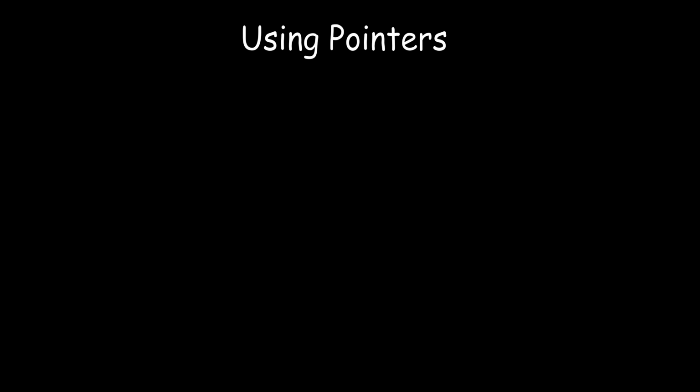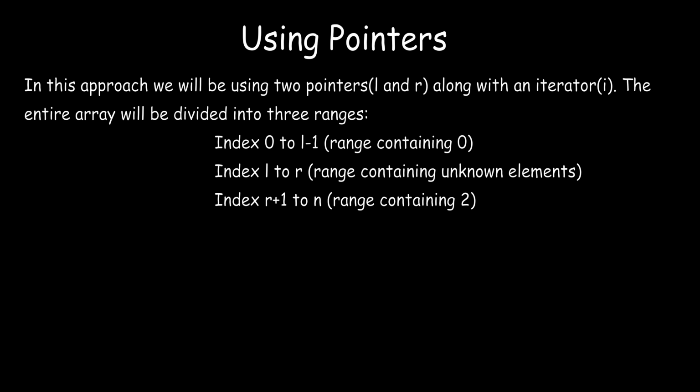The third method to sort an array of zeros, ones and twos is using pointers. In this approach, we will be using 2 pointers L and R along with an iterator I. The entire array is divided into 3 sections. Index 0 to L minus 1 contains the zeros, index L to R is the range that contains unknown elements, and index R plus 1 to N contains the 2s. We initialize L equal to 0 and R equal to N minus 1.